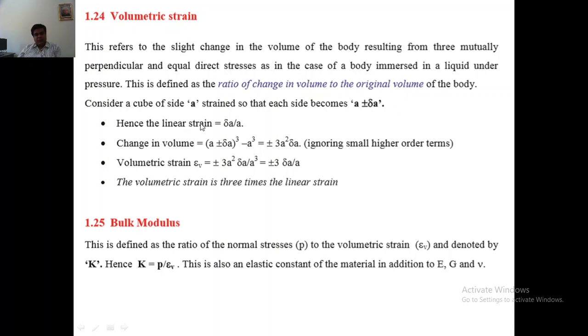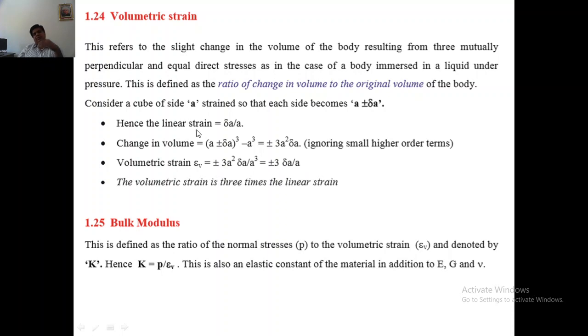So here you can see, linear strain is the change in length divided by the original length in one direction. For change in volume, you take all the directions, the cube of that minus the original, which gives 3 times the change in length, squared. So if you take that, the volumetric strain will be equal to 3 times the linear strain, the change in the length.